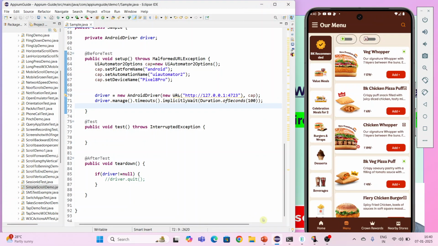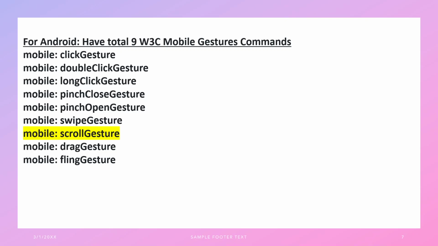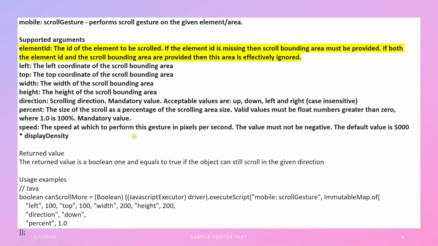Before that, let's talk more about this scroll command. In Android we have 9 W3C mobile gestures commands. For scrolling we have to use the mobile:scroll gesture command. What exactly is the mobile scroll gesture command all about? It performs the scroll gesture on a given element or area.